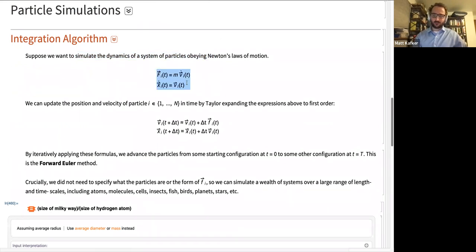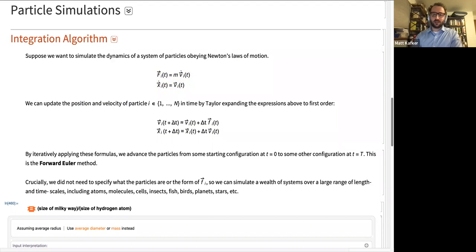So we have F equals ma, and we have v equals dx/dt. Pretty standard stuff. And we imagine that we have i particles. So these are going to be indexed by some index i. And we want to update the position and velocity in time. So we can just do a first order Taylor expansion and we end up with these equations, which many of you will probably have seen before.